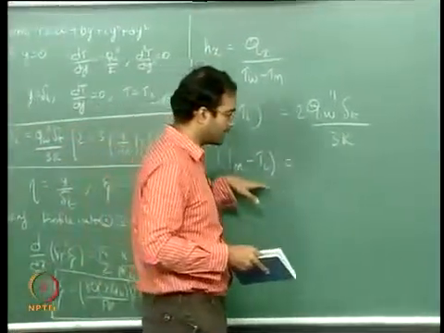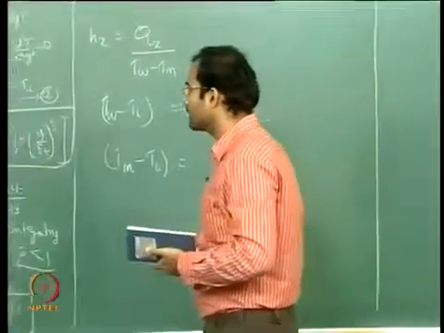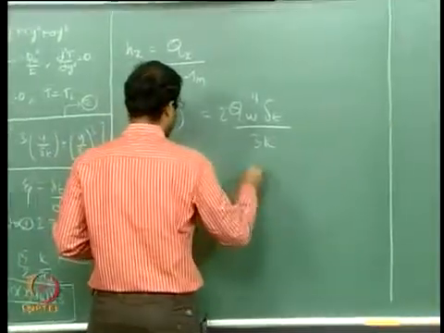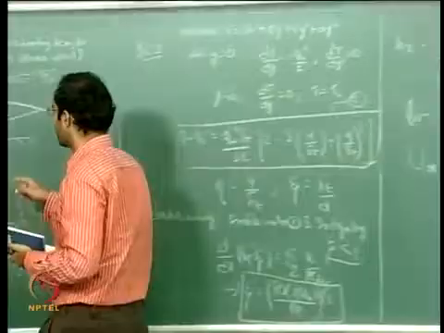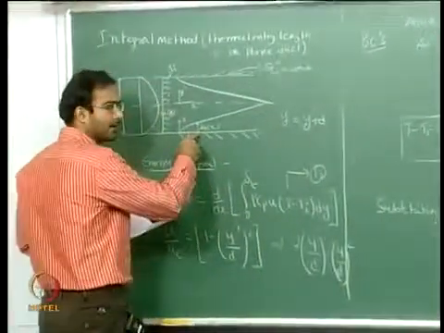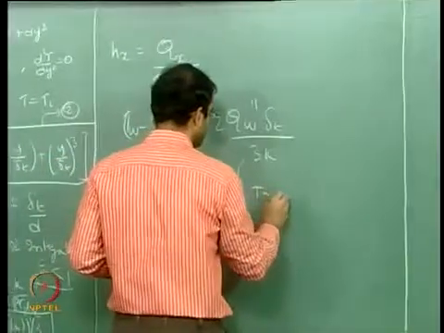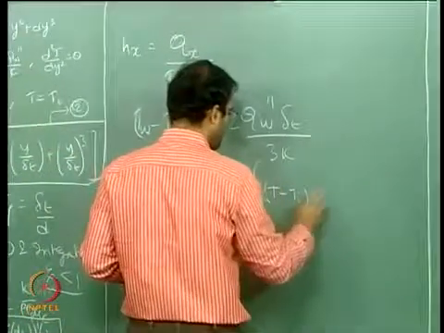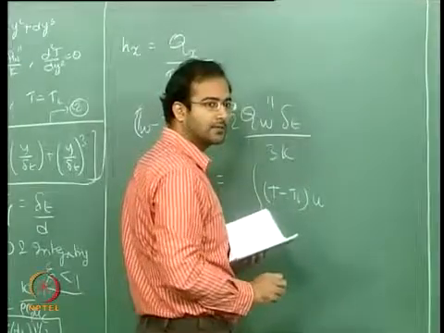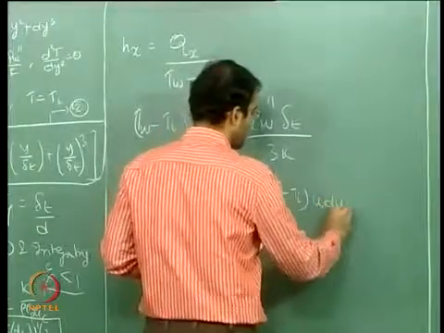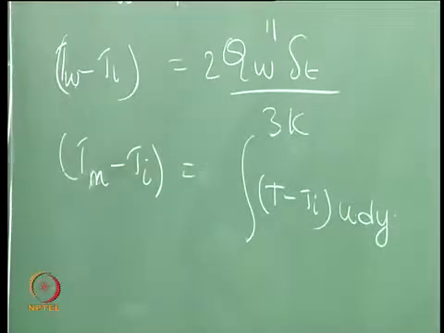So now we have to determine what is the mean temperature. How do we determine the mean temperature? We integrate our temperature profile. This is a mass weighted average, so that is T minus Ti weighted with the velocity, and here for the channel case we have to consider only the integration along y.